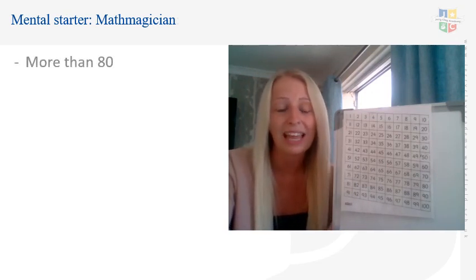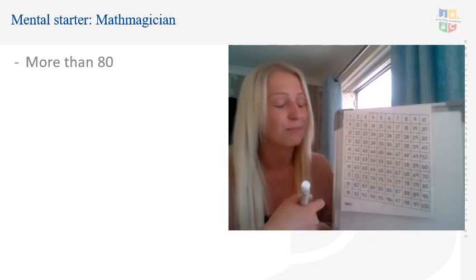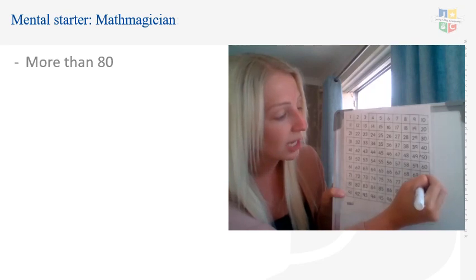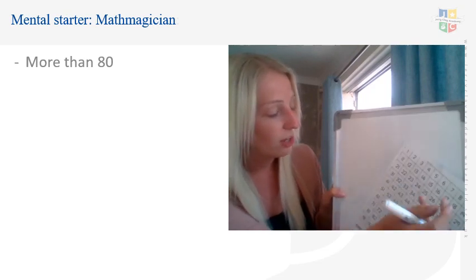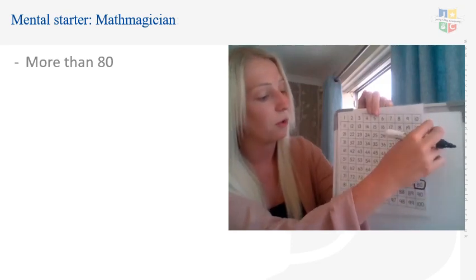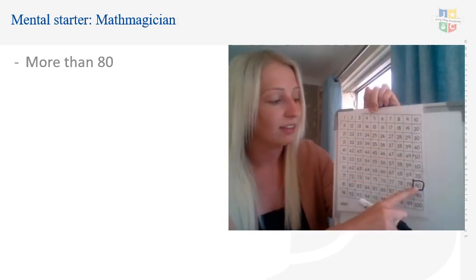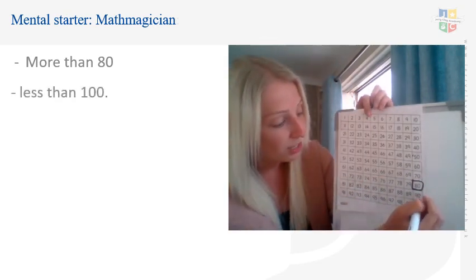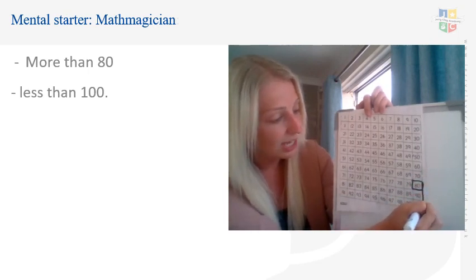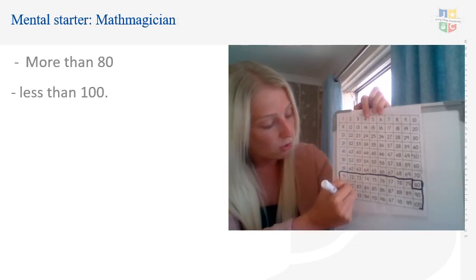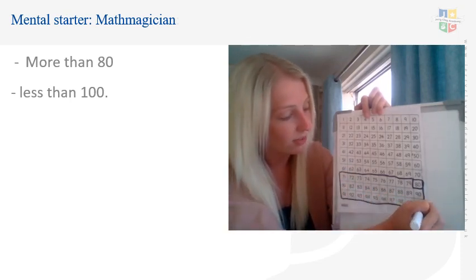The first clue is my number I am thinking of is more than 80, so I'm going to circle 80 on my number square so I know that I can ignore any of the numbers that come before. I'm only starting from here. It's got to be more than this number. The next clue is it is less than 100, so I'm only looking at the numbers from 80 to 100, so I'm going to put a circle around them because writing all those numbers out would take far too long.